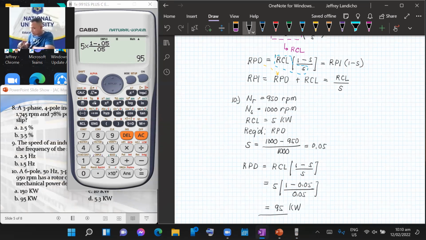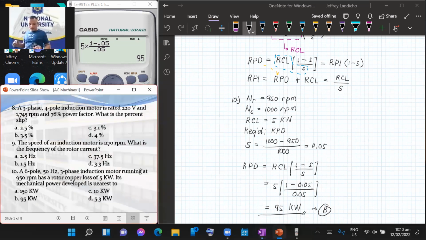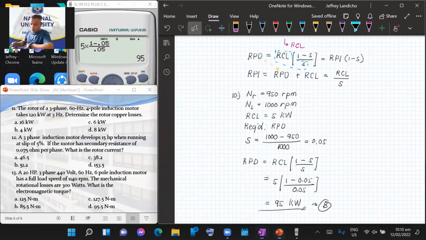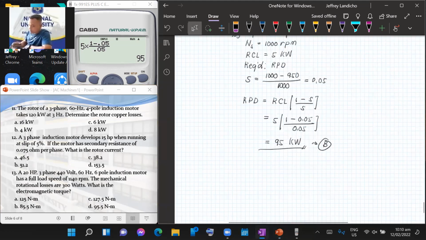kilowatts. Kung maalala mo na yung power sequence at relation ng RPD, RPI, RCL, so mabilis natin masasolve yung problem number 10. So anong letter ito? This should be Balta. So any question regarding problem number 10, no? The relation between these three given power dyan sa ating rotor. Iwan ko kapatid, let us try number 11.